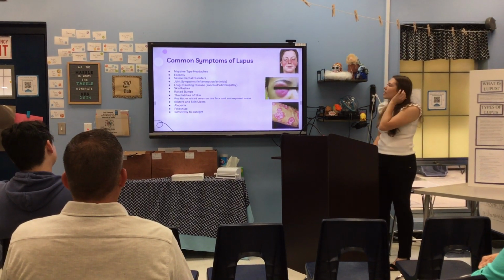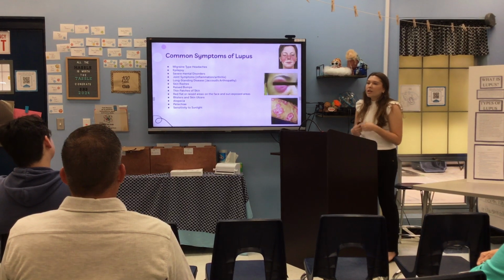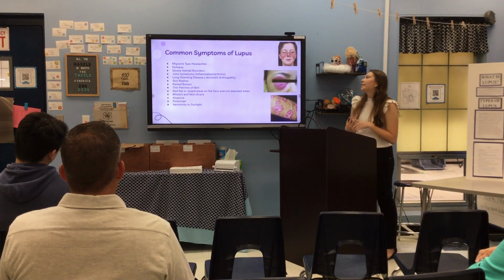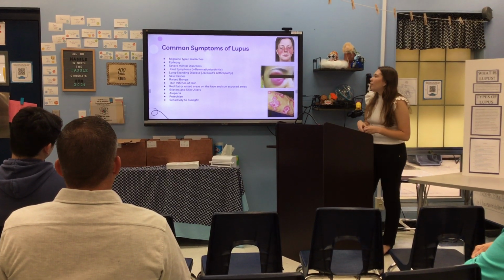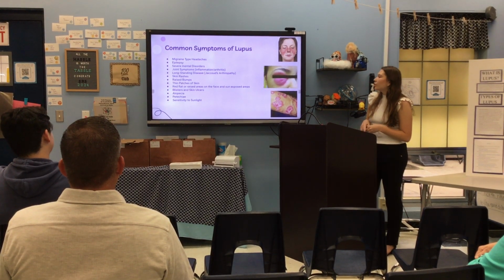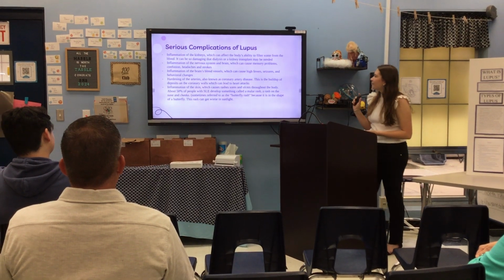The common symptoms of lupus include migraine headaches, epilepsy, severe mental disorders, joint symptoms such as inflammation and arthritis, long-standing disease, and skin rashes. Here are some examples of the skin rashes: raised bumps, thin patches of skin, blisters, ulcers, alopecia, petechiae, and sensitivity to sunlight.